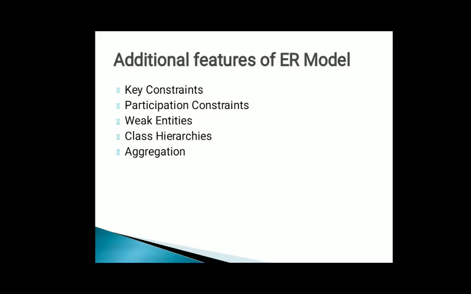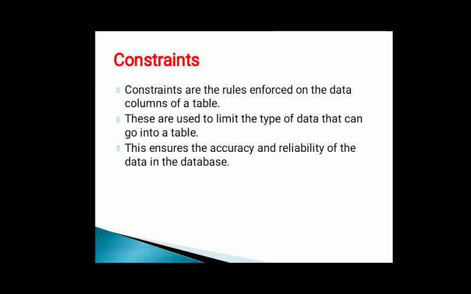So start with the constraints. What are constraints? Constraints are rules enforced on the data columns of a table. Means some kind of rules we apply on the column or a table. A database is nothing but columns and rows. So we will apply some constraints or rules on a column of the table. These are used to limit the type of data that can go into the table. Means using these constraints we can decide which type of data will be inserted in a column of a table.